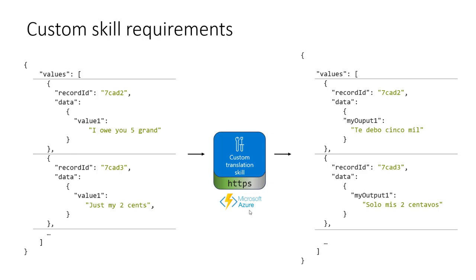So let's say that we have our information in English. We have documents, we have text from databases, and we would like to offer search capabilities in Spanish, in a different language. So we can create an Azure function which takes text as an input and generates output in a different language. After we create this code, we can connect it to our Azure cognitive search through a custom translation skill.